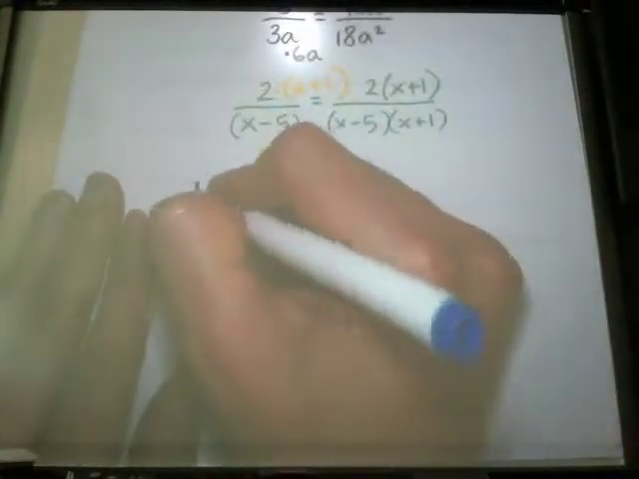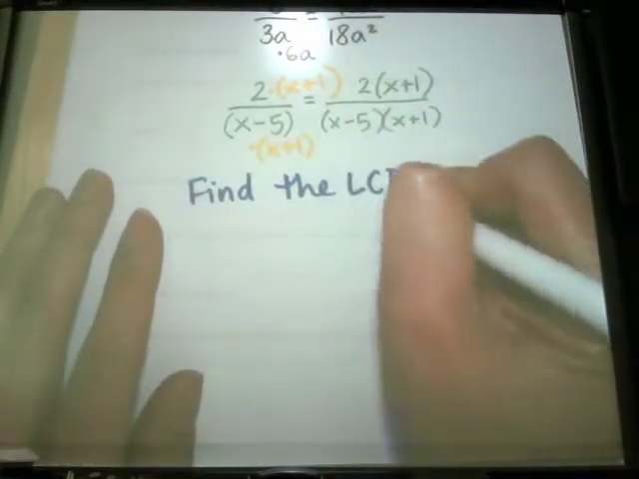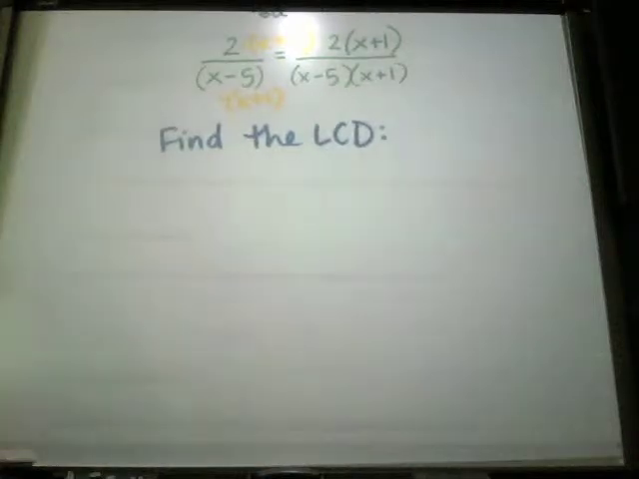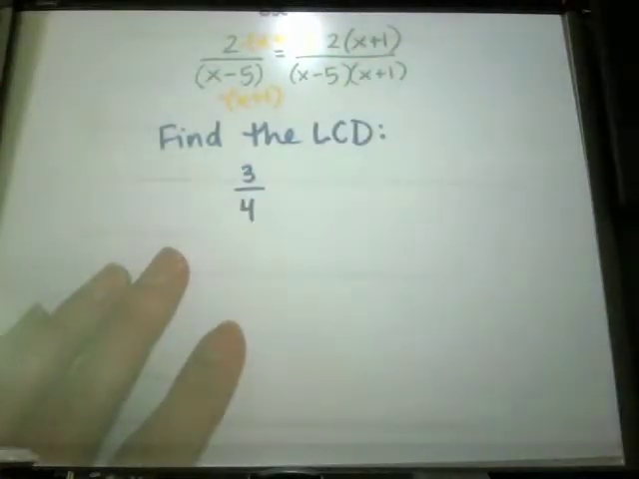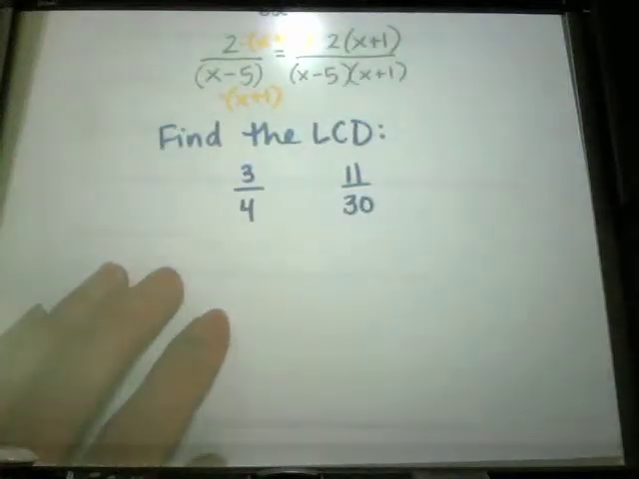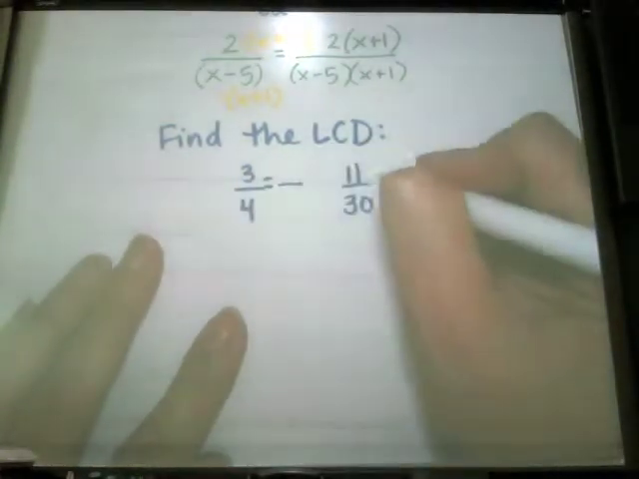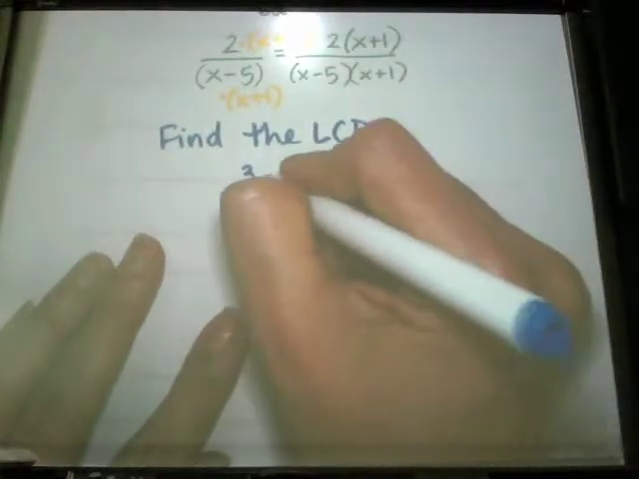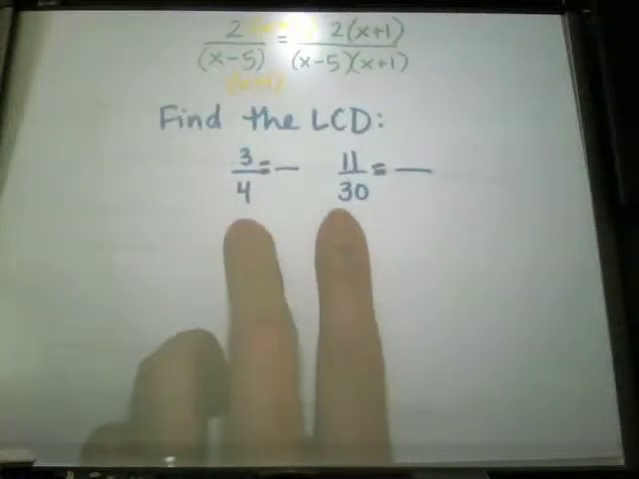Now, actually finding the LCD. We haven't done this yet. Find the least common denominator. I'm going to start with numbers. Let's say I had just fractions, 3/4 and 11/30. Let's say we were going to add these, because guess what? That's our next lesson, adding fractions. If I wanted to add these together, I can't add them because they don't have the same denominator.